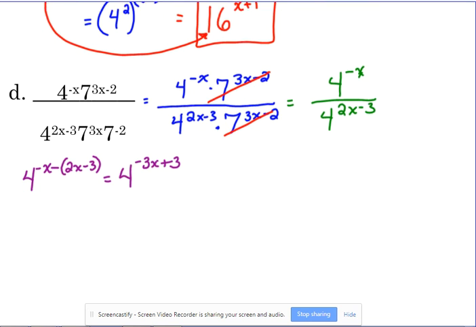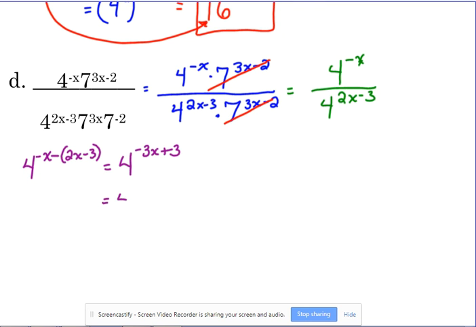And if we did what we did in the last problem, let's factor out a negative 3. So we've got 4 to the negative 3 to the x minus 1, which is 4 cubed is 64, so that's 1 over 64 right here.